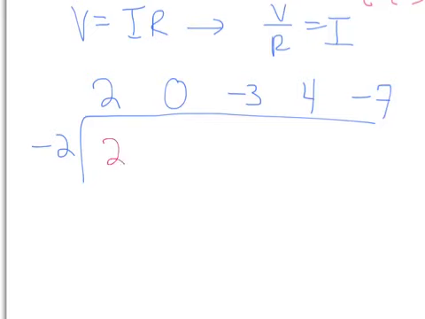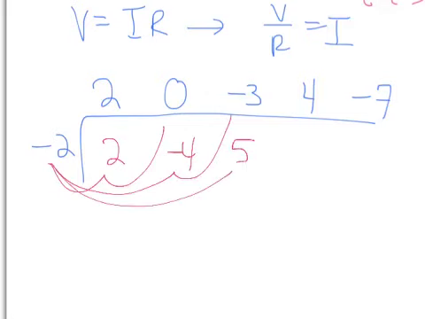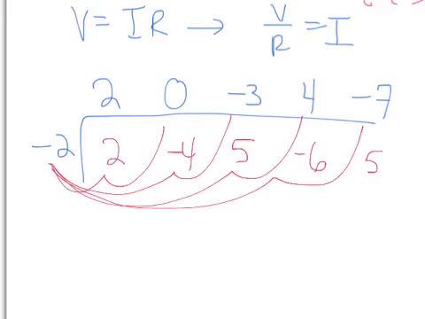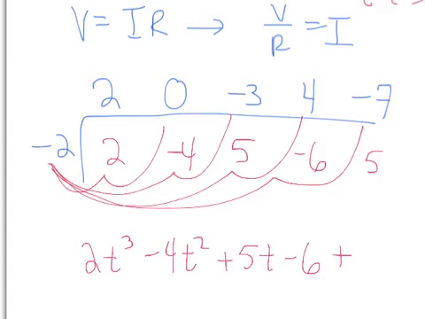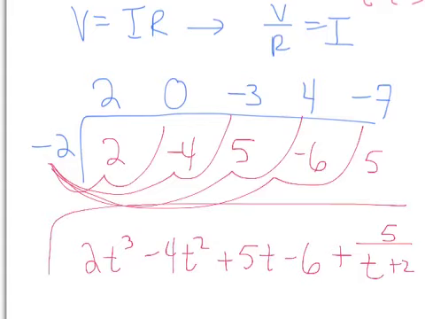Bring down the 2. Multiply, giving us negative 4. Add, keeping negative 4. Multiply, making that 8. Add, making this 5. Multiply, making this negative 10. Add, making this negative 6. Multiply, making this 12. Add, making this simply 5. So as a result, we get 2t to the third minus 4t squared plus 5t minus 6 plus 5 over the quantity t plus 2. And that's a remainder at the end there, again, of 5.